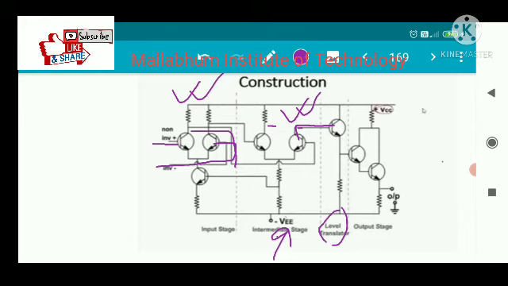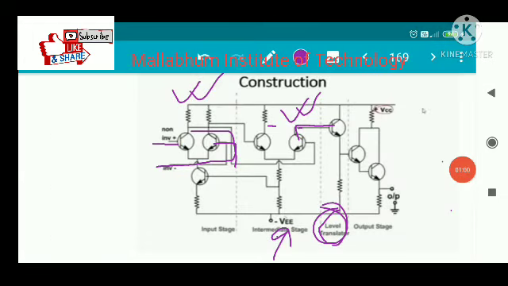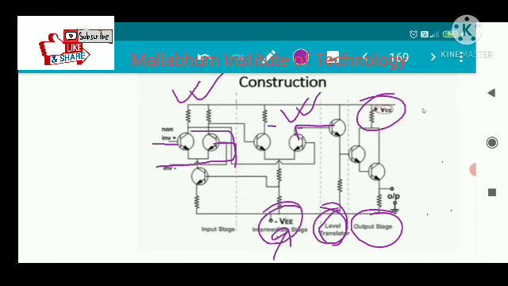And this is also the level shifter or level translator, used to bring the transistor DC level back to 0 volt. And one more thing, the output stage is a push-pull complementary amplifier, which we have not discussed here. And the last one, minus VEE and plus VCC, these are the two supply voltages used for biasing the transistors. Okay, and this is all about this.